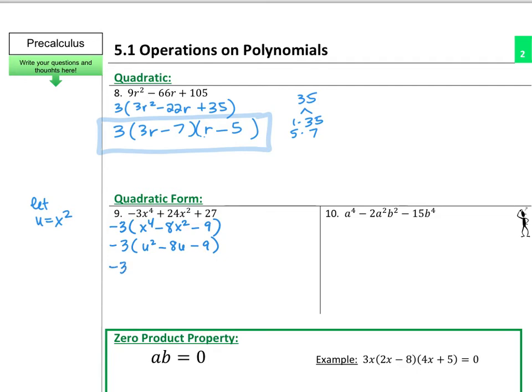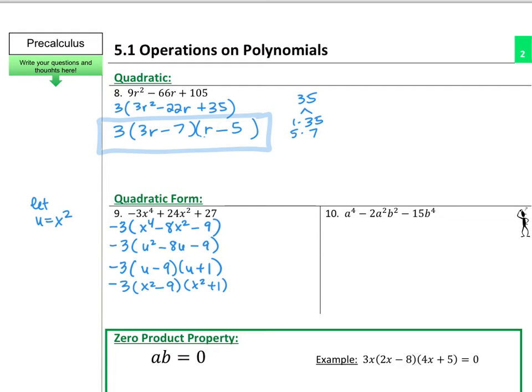Okay, so this is negative 3. This would go to u minus 9 and u plus 1. But then we got to put x squared everywhere the u is, right? So this is negative 3, x squared minus 9, x squared plus 1.